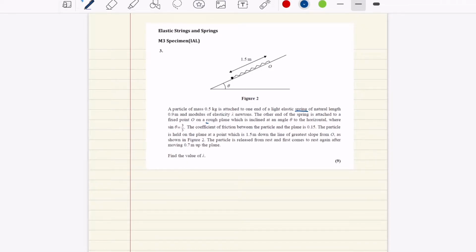In this video, I'm going to talk about some questions for elastic strings and springs. Okay, the first question will be application of strings in a slope.